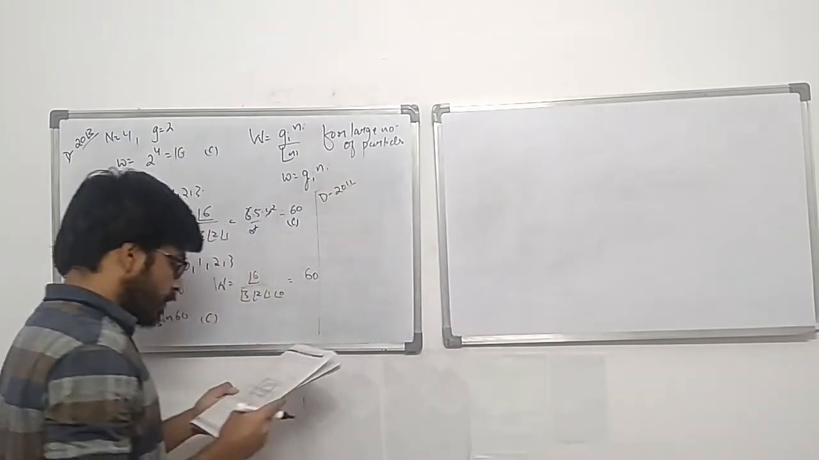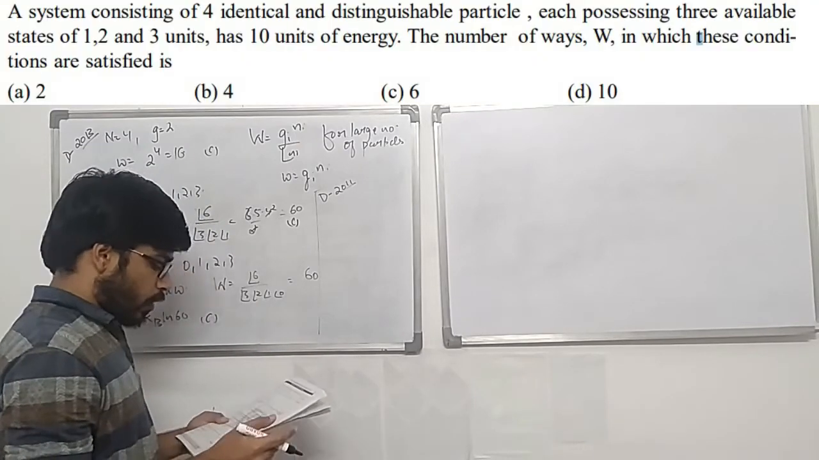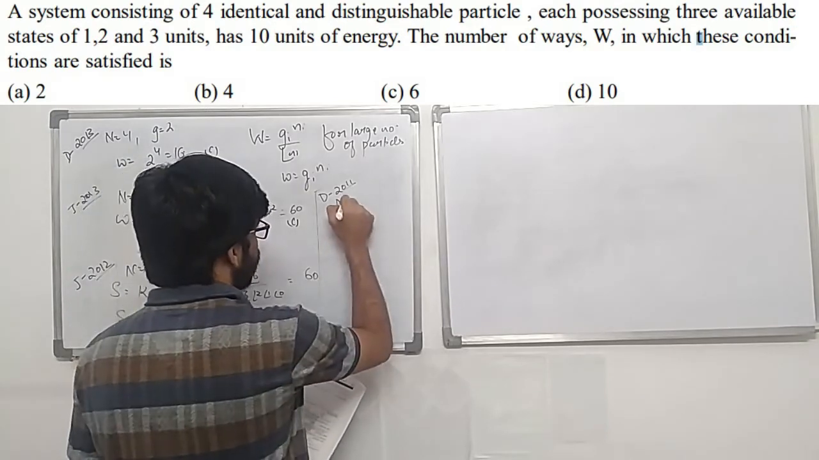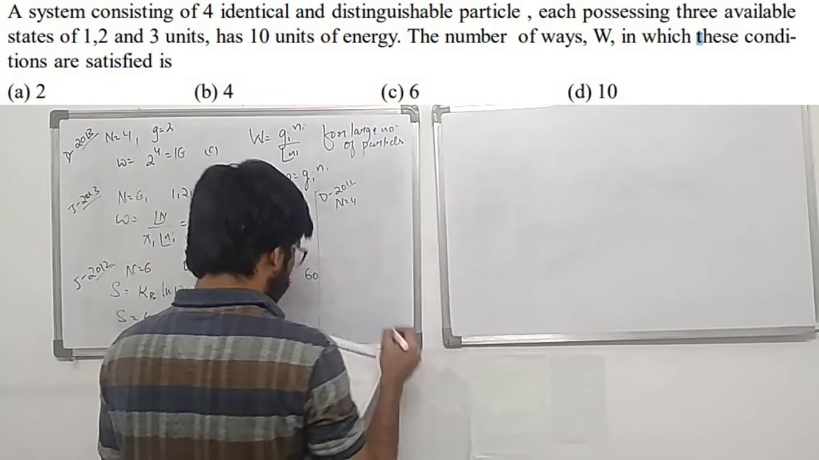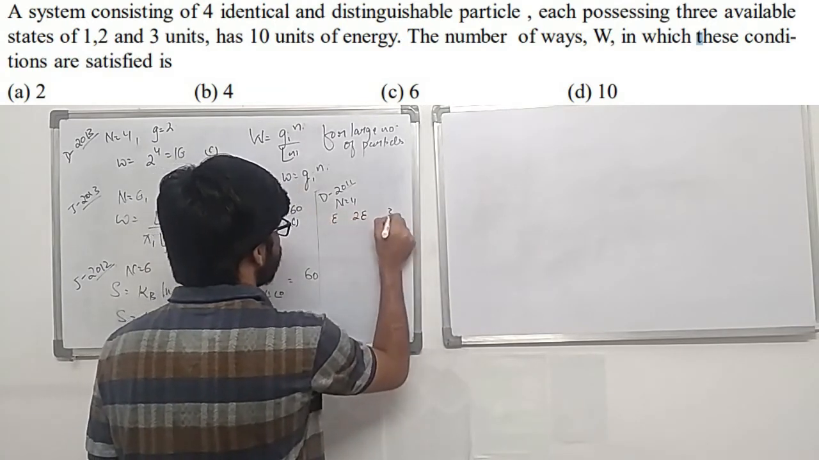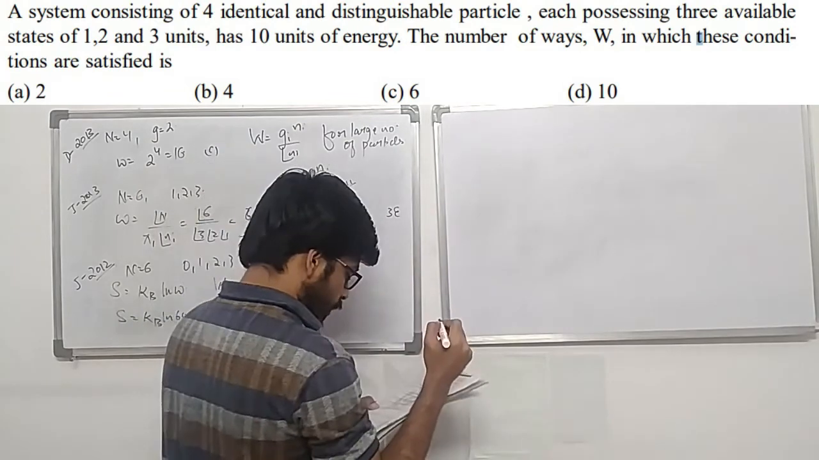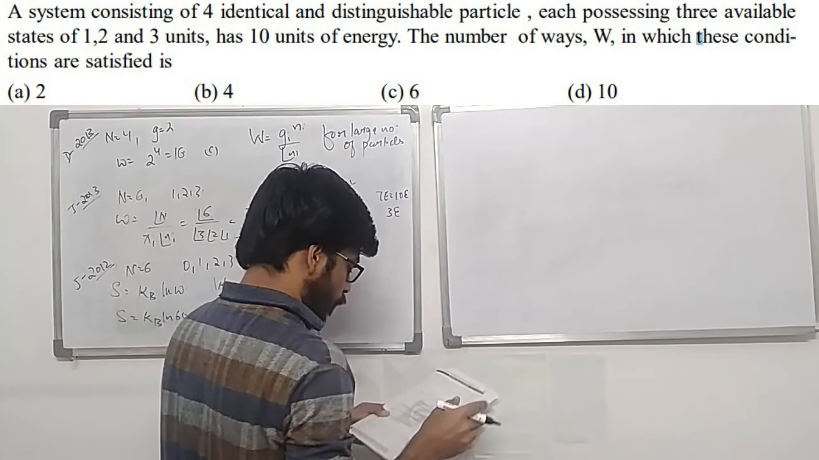So the question says, a system consisting of 4 identical and distinguishable particles, so n is equal to 4, each possessing 3 available states, with energies epsilon, 2 epsilon, 3 epsilon. And the total energy has to be 10 epsilon. You have to find the number of ways.